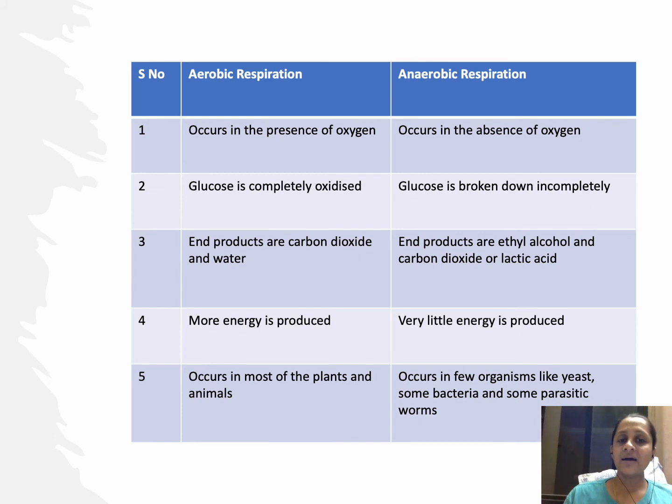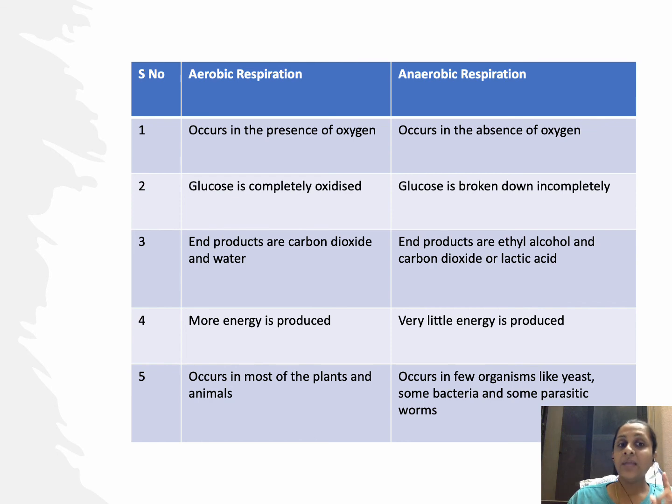Now these are the differences between aerobic respiration and anaerobic respiration. If you see aerobic, the first and the most important difference is it occurs in the presence of oxygen. This is in absence of oxygen. Here glucose is completely oxidized. That means glucose completely breaks down into CO2 and H2O. While in anaerobic, it doesn't break down completely. So there is some amount of glucose still left after the reaction.